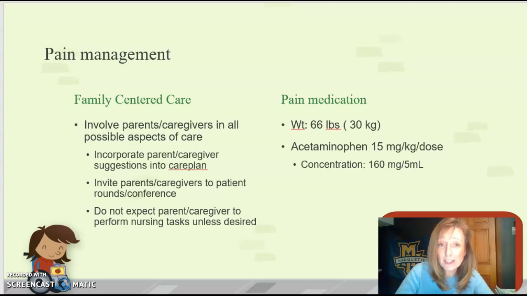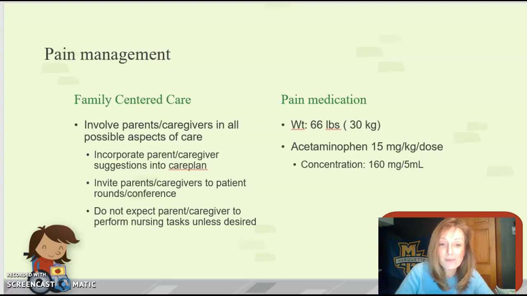So how are we going to manage this child's pain? First, we are going to involve family in this family-centered care environment. The parent is at the bedside and consoling the child. We're going to ask the parent, how do you think the child would respond if we put some music on? Do you think that would help the child? Yes, I do. So we put music on. We invite the parents into the rounds with the child. So when the physicians and nurses do rounds on their child, we invite them to listen to what we're saying.